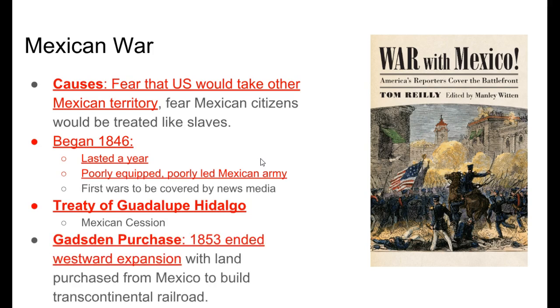And then a few years after that, the United States purchased a small plot of land from Mexico yet again, and that was in 1853. They purchased this land because they wanted to be able to build part of the Transcontinental Railroad through Mexico, and they needed control over that land in order to do that. And this purchase also kind of ended westward expansion. It just so happened that westward expansion was pretty much done by this point.